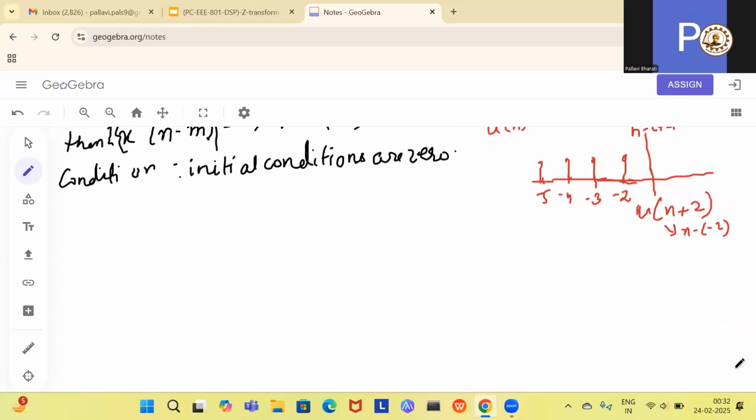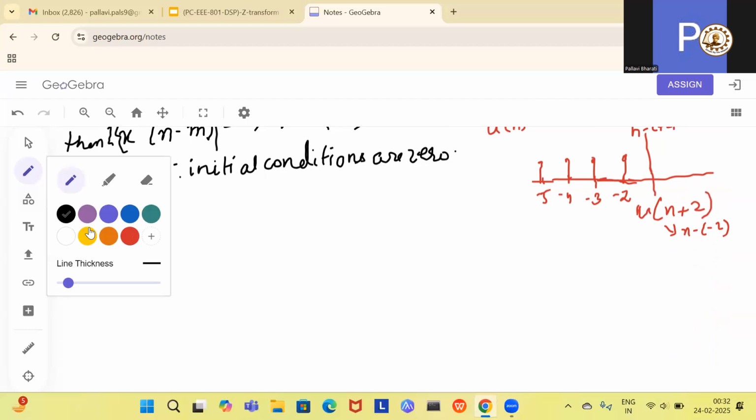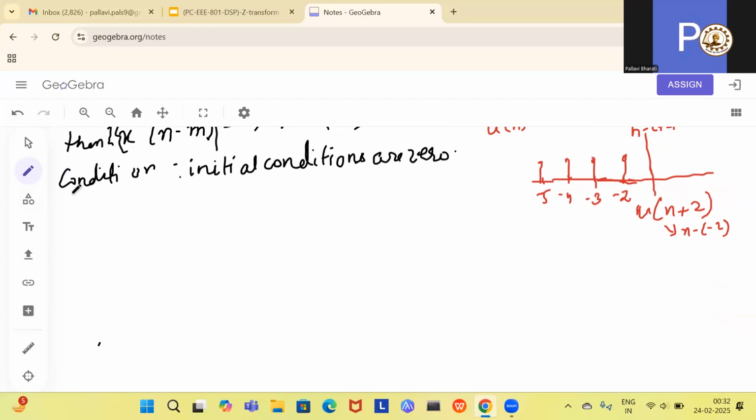Okay, after practicing, these will come automatically to you. Now let's go to the proving part. For the proving, what we have to do is prove that the Z transform of x of n minus m is equal to z to the power minus m X of z. When will this happen?